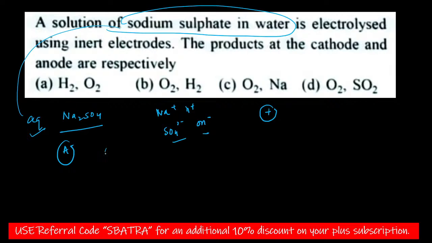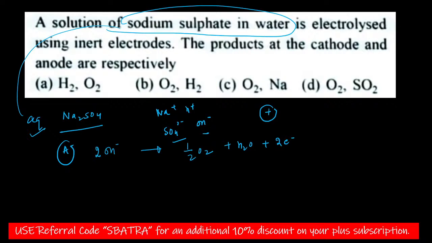So hydroxide will definitely oxidize, because the anode is always responsible for oxidation. So OH minus will lose, it will liberate half O2 gas plus H2O plus 2 electrons. So I'll write 2 over here: 2 OH minus gives half O2 plus H2O plus 2 electrons. This is your reaction at the anode.